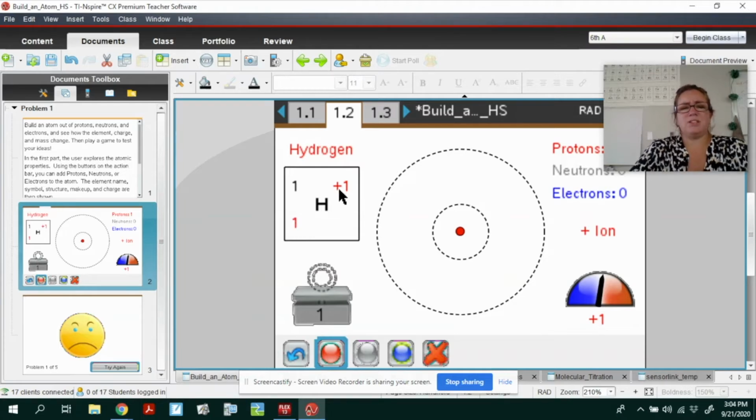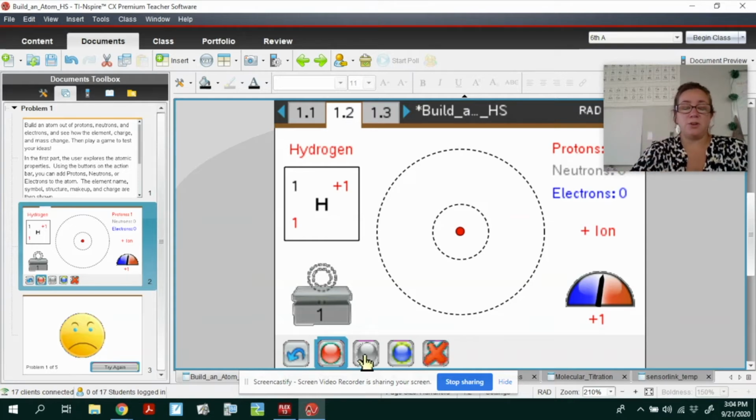But then I have this +1, and I have this little meter over here, and this +1 is on the red side. That means it's a +1 ion. This must be a positively charged particle. So we write that down. The last thing is this little scale right here. I have 1 proton, and that is it, and my mass increased. That's what that number is. So protons add to the mass of an atom.